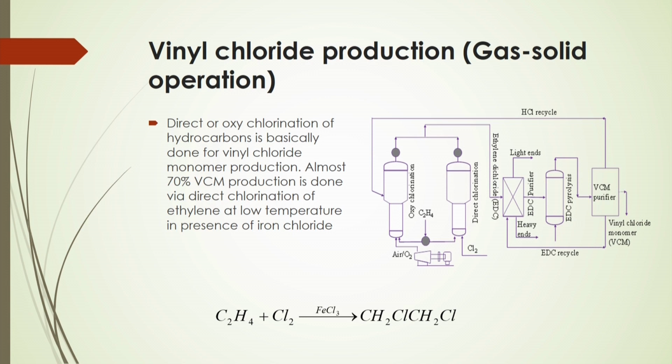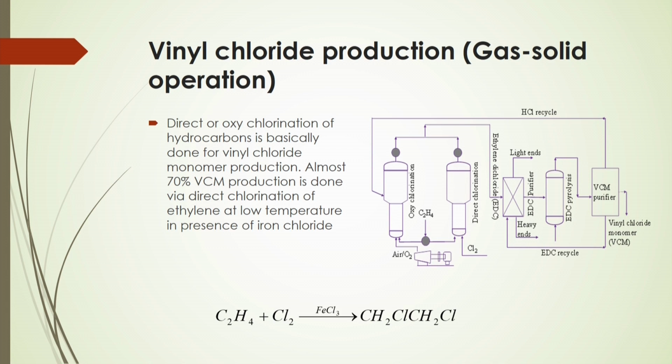And how to do that? You have to do the oxidation process by chlorination. So, it is called oxychlorination of hydrocarbons, and it is generally done for vinyl chloride monomer production. Almost 70% of vinyl chloride monomer production can be done via direct chlorination of ethylene at low temperature in the presence of iron chloride. So, this is one important gas-solid process. Iron chloride is the catalyst particle.